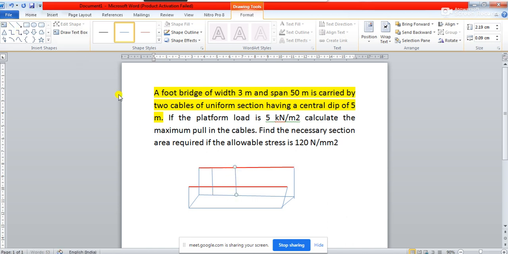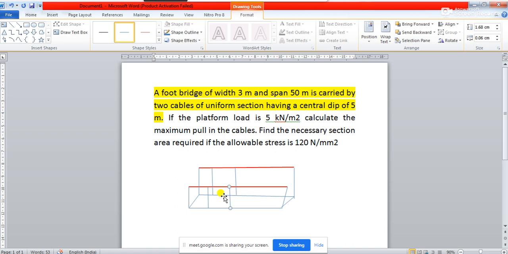On one side these hangers are coming something like this, and on the other side also there will be hangers something like this. If you think from a three-dimensional perspective, you will get a view something like this, isn't it? So this is what the problem is about.